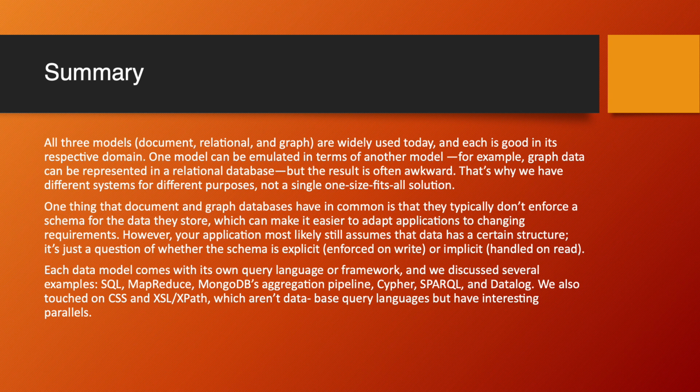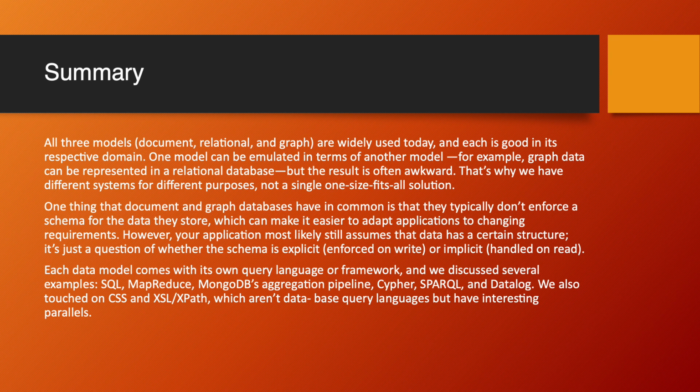One thing that document and graph databases have in common is that they typically don't enforce a schema for the data they store, which can make it easier to adapt applications to changing requirements. However, your application most likely still assumes the data has a certain structure. It's just a question of whether the schema is explicit, that is enforced on write, or implicit, that is handled on read.